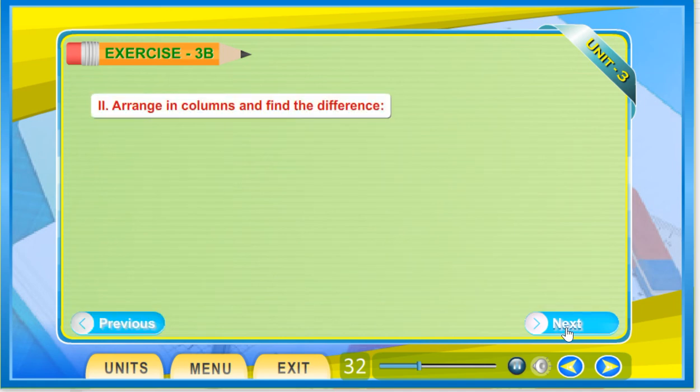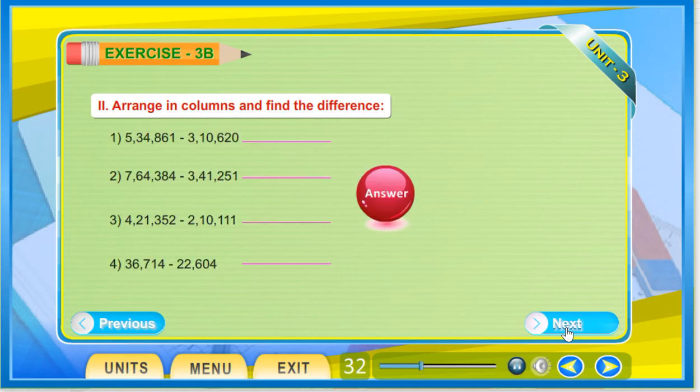Two. Arrange in columns and find the difference. 1. 5,34,861 minus 3,10,620. 2. 7,64,384 minus 3,41,251. 3. 4,21,352 minus 2,10,111. 4. 36,714 minus 22,604.